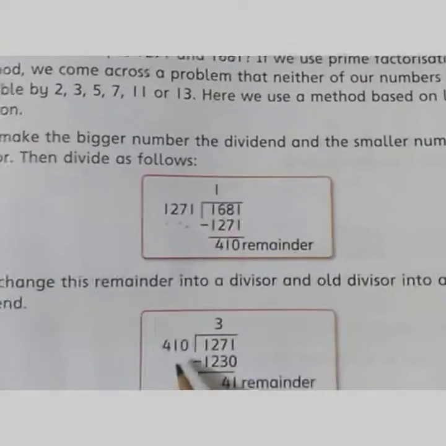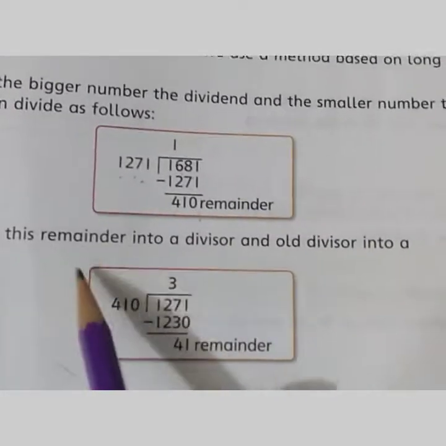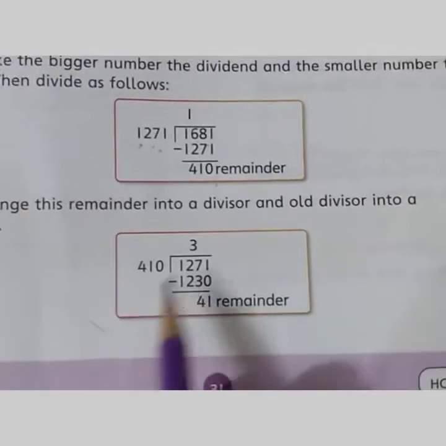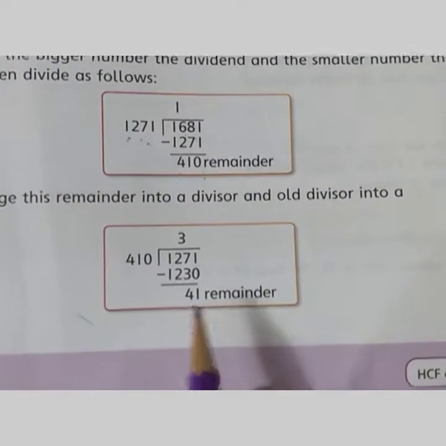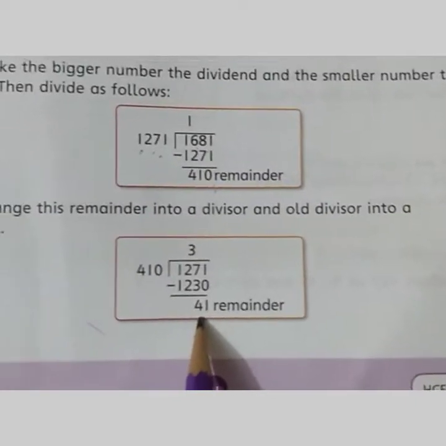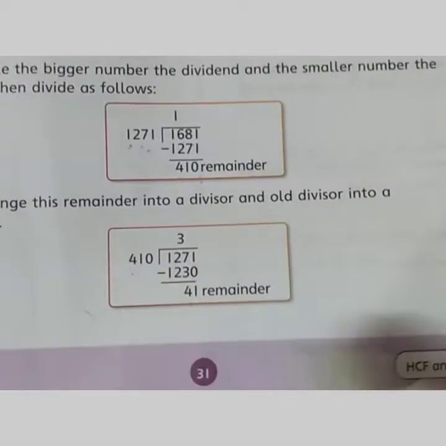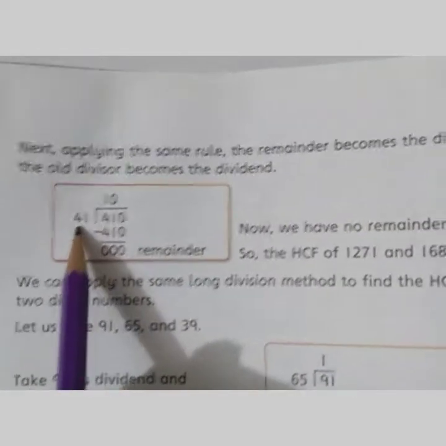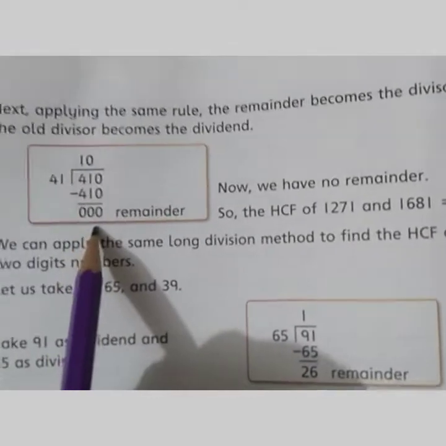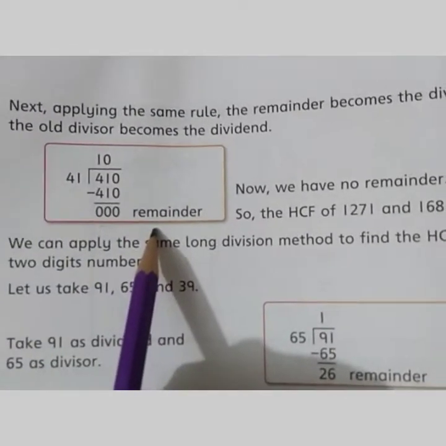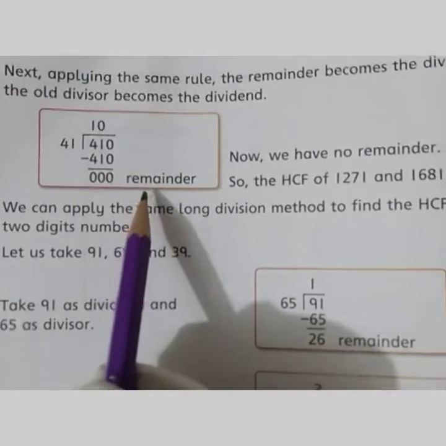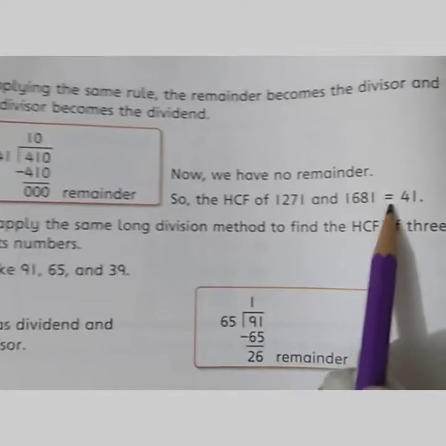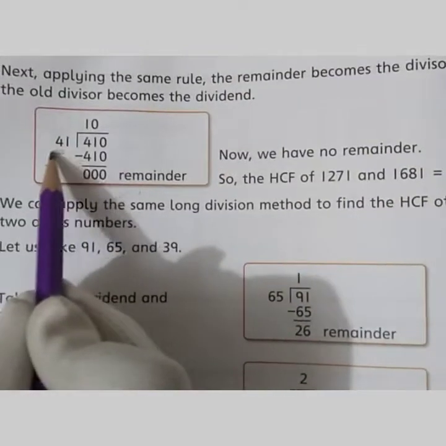Then with the remainder, again we divide the first number, which is the smaller one. Then we are left with the remainder 41. Again with the help of this remainder we divide 410. Now when we divide 410 by 41, at the end we have no remainder. So the HCF of 1271 and 1681 is the final divisor.